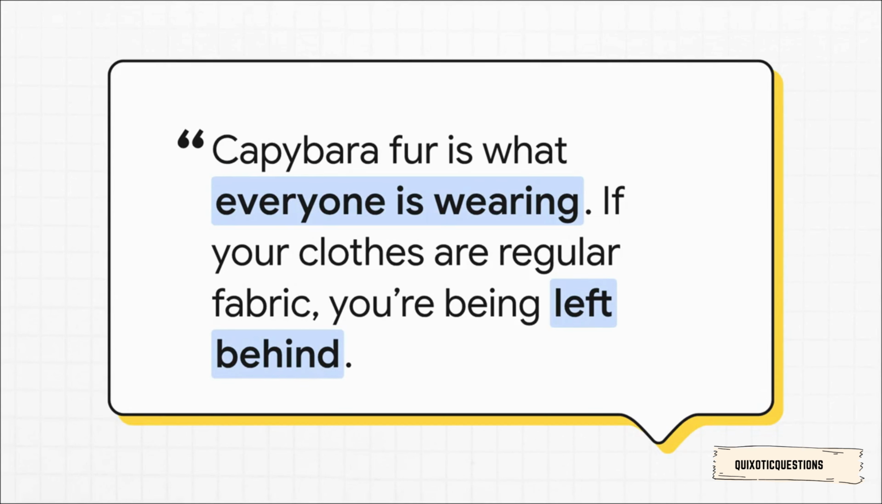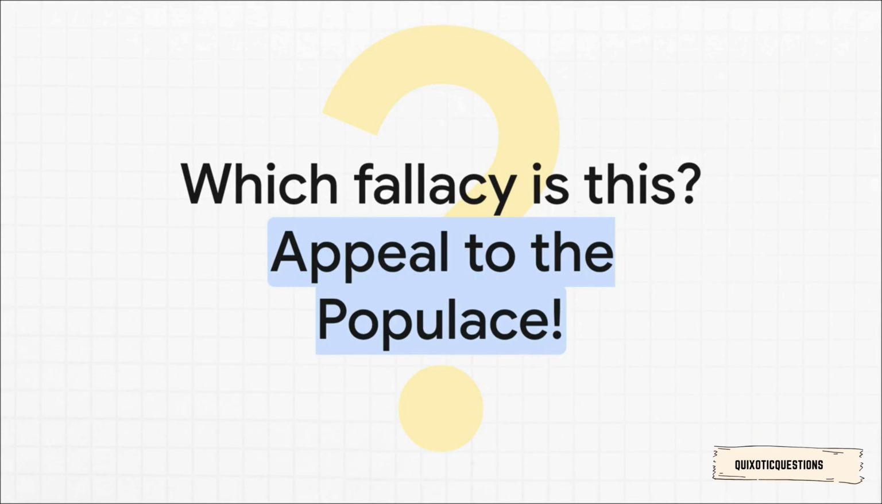Okay, first up, we've got this gem from Whitney Hudson. "Capybara fur is what everyone is wearing. If your clothes are made of regular fabric, you're totally being left behind." Gross. So, what's the faulty logic she's using here? Take a second. Did you get it? It is the appeal to the populace, which you've probably heard of as the bandwagon fallacy. Notice her argument has zero to do with whether capybara fur is actually nice or comfortable or ethical. Nope, it's just everyone else is doing it, so you have to too. It's just peer pressure dressed up to look like an argument.